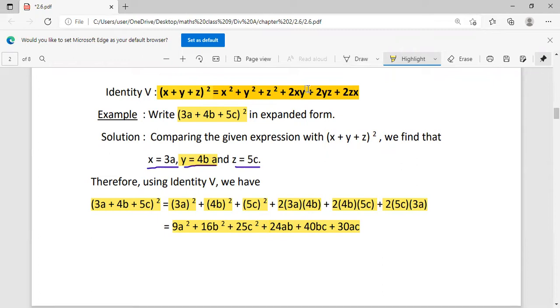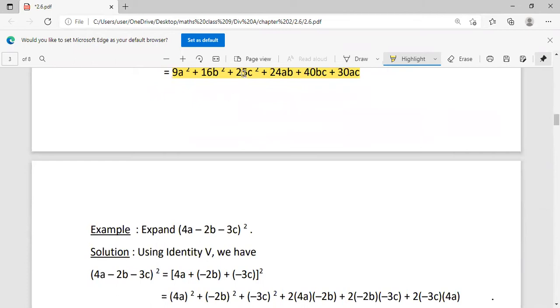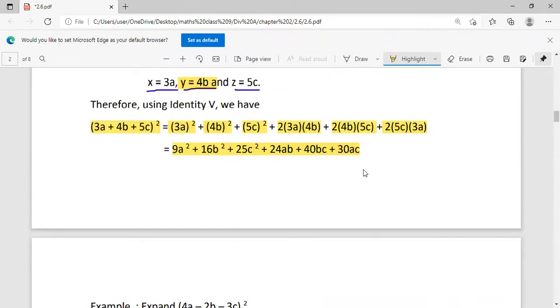Most probably the questions will be given to you to directly apply this identity. There will be no tricky questions like that. Sir, in the last answer that you told, the last term 30AC, we can write the variable as CA or AC, so it is correct, right? Or do we have to write it as AC only? It will be better if you write it as 30AC. That will be better.